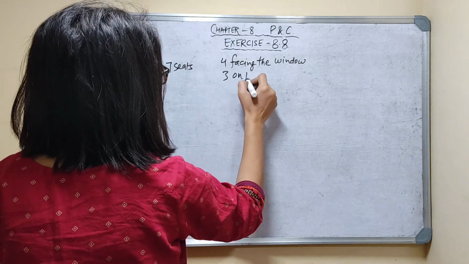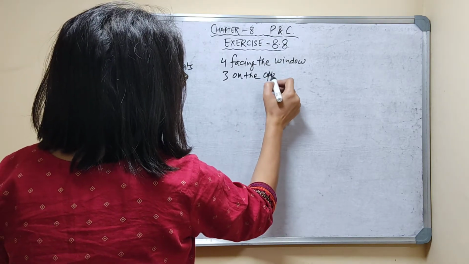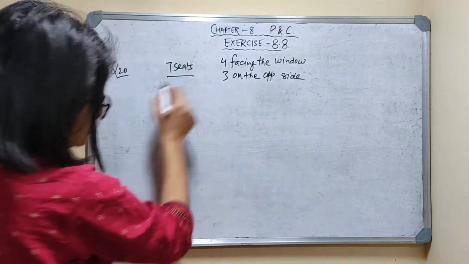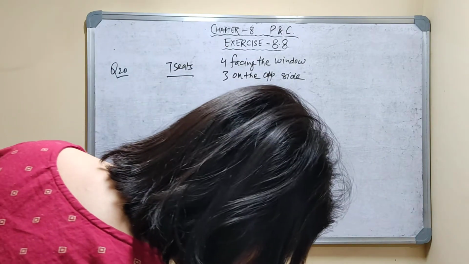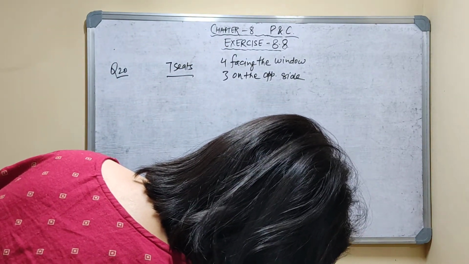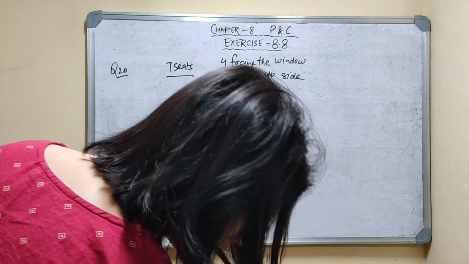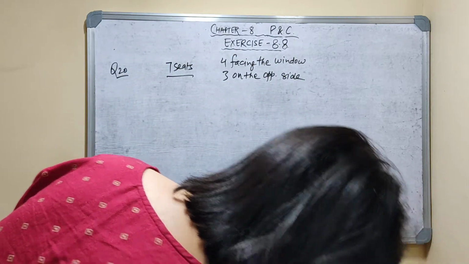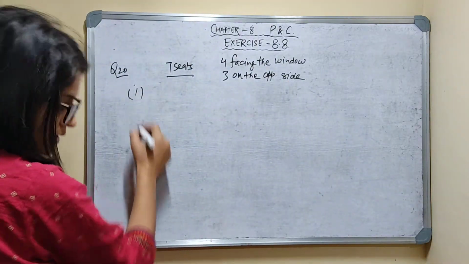3 on the opposite side. Total 7 seats are there. In how many ways can 7 people be seated at the table? That is the first part.